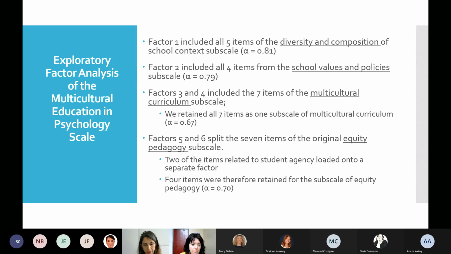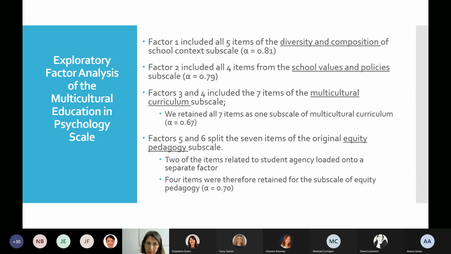So the first thing we did was to run an exploratory factor analysis of this new scale, and more or less the factor structure actually confirmed our expectations. The first factor included all the 5 items of the school diversity and composition, and it turned out to be a reliable scale. This is about student body and staff being racially, culturally, religiously diverse.